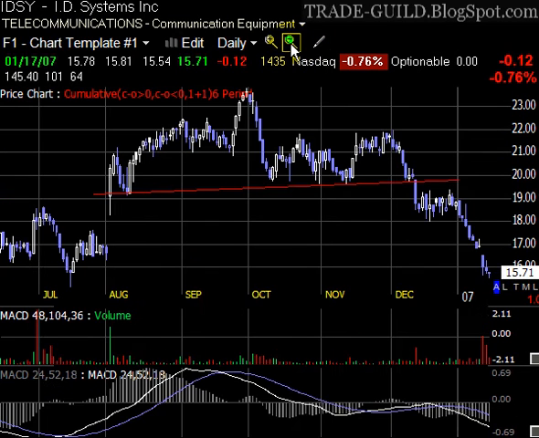You can see it just kind of really broke down from this little toppy formation over here. Probably due for a bounce sometime soon, so I'd consider locking in some profits, but all in all, it's probably got more downside, I would guess.